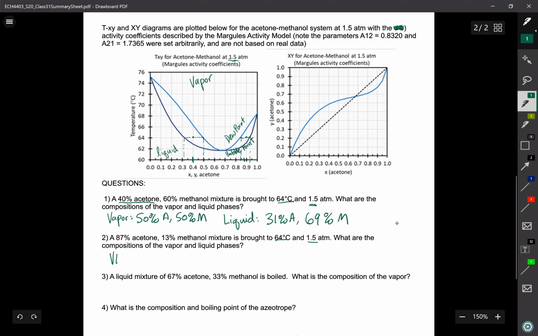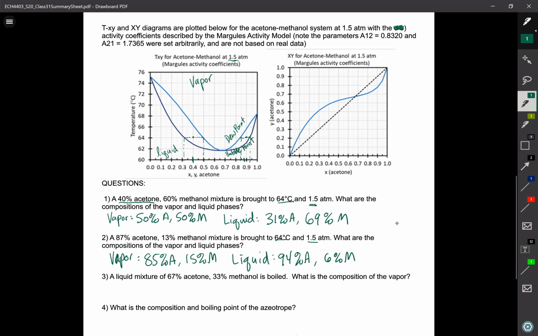So it looks like my vapor is, let's see, 85% acetone, and that means the other 15% is methanol. And my liquid mole fractions are 94% acetone and 6% methanol. Something else interesting has happened here.